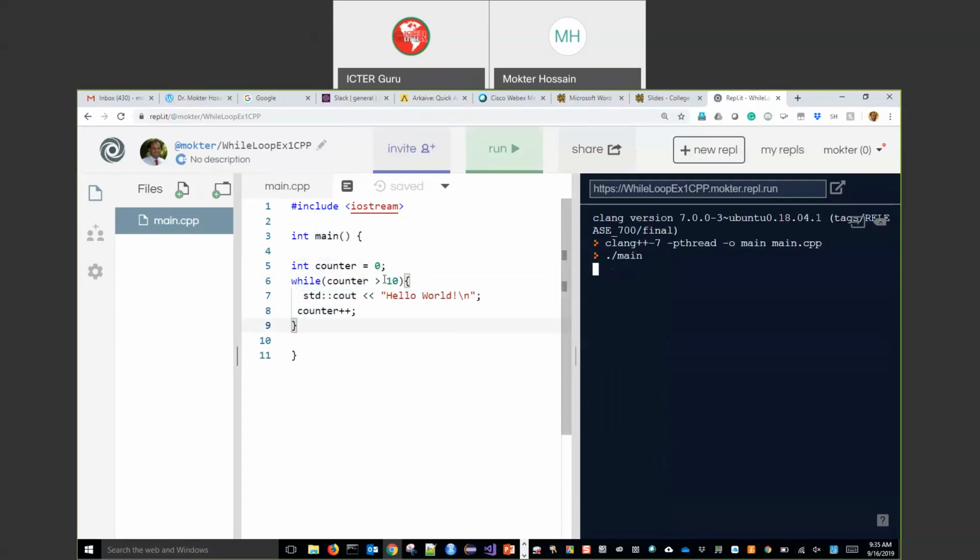Okay, so we need to be careful about this condition. This will serve as the starting condition, also the ending condition. If we say greater than 10, then it should be fine, right? And in this case, instead of counter plus plus, in incremental operators, prefix, postfix notation, even if we use plus plus counter, will there be any difference?